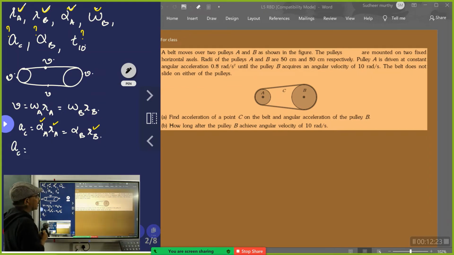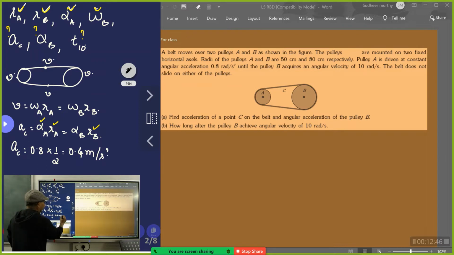Alpha A is 0.8 into 50 centimeters. They give you 50 centimeters there. So you take it as 0.5, that is half a meter. That gives you 0.4 meters per second square. Is that clear? Radian meter per second. Radian is dimensionless. Correct, sir. Meter per second.